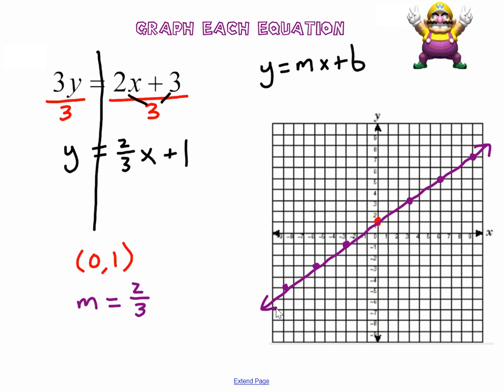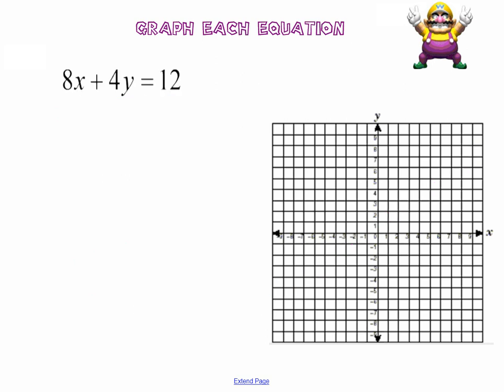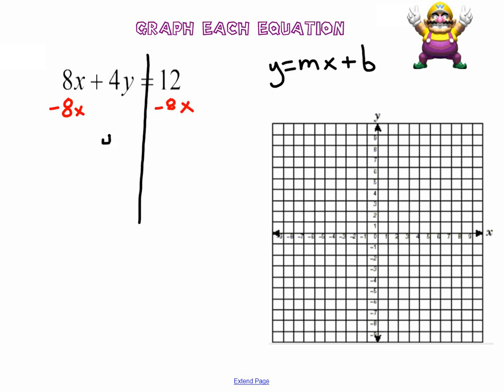Let's go ahead and watch our next problem here. So this time, once again, I am not in slope-intercept form, which is y equals mx plus b. So I'm going to go ahead and make that happen. I have to draw a line right down my equal sign. I'm going to first subtract 8x on both sides because I got to get y alone. When I do that, I'm left with 4y equals negative 8x plus 12.